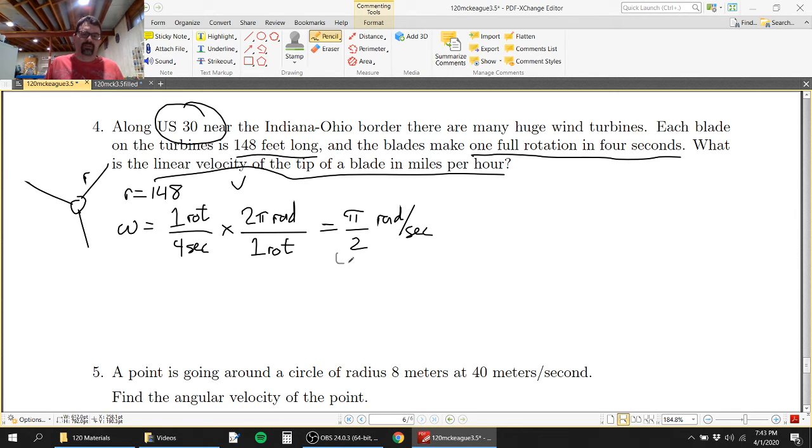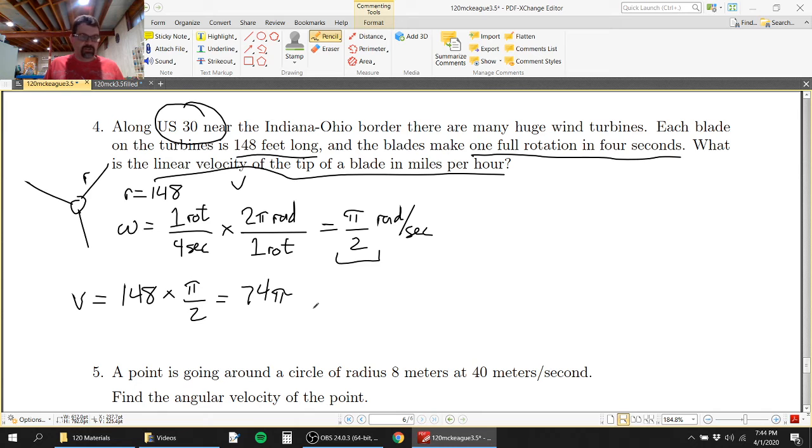Actually, if you think back to that, pi over 2 is 90 degrees. 1 full rotation in 4 seconds, yeah, 90 degrees in 1 second. That's exactly what we're saying. So then V equals R times omega, 148 times pi over 2. So we have 74 pi.